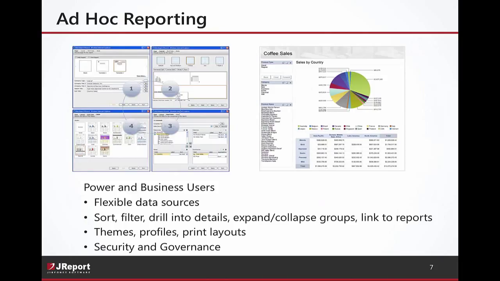You can see a coffee sales report with a pie chart, crosstab, and some control components on the left. They can edit this at any time by going into the edit mode and manipulating the representation of the data however they want. So really flexible in the data sources they choose. They can set different filters, sorts, customize things like drilling into details, linking to reports, and they can set their themes, profiles, and print layouts in adherence to their security and corporate governance policies.